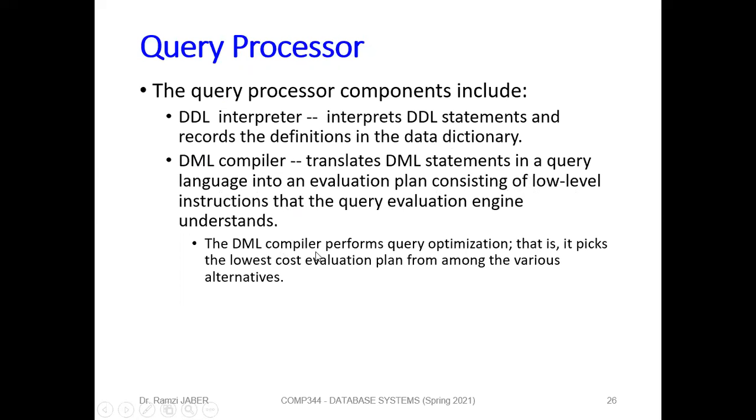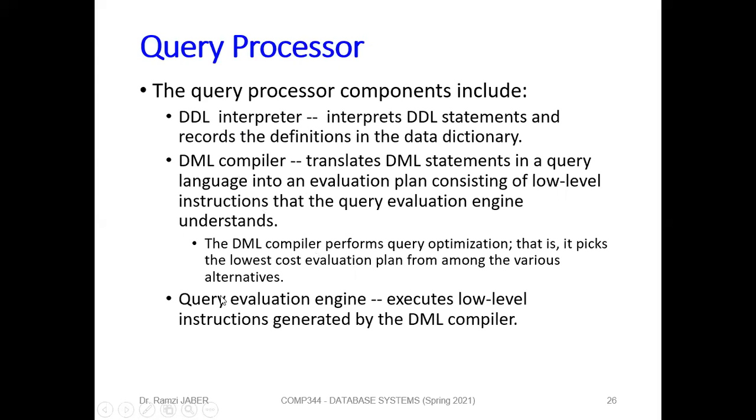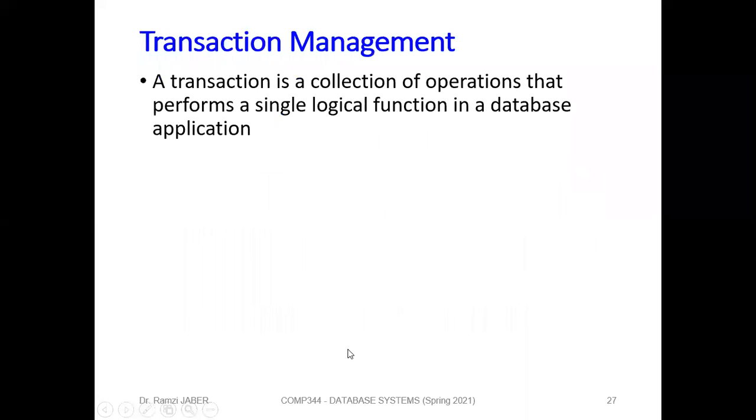The DML compiler performs query optimization. It picks the lowest-cost evaluation plan from among the various alternatives. This one is better than that one. Here the DML compiler will do the optimization. If you write something wrong in a DDL statement, you have a big problem, but here we have optimization. The query evaluation engine executes low-level instructions generated by the DML compiler. It's a repetition. Now, the last thing, transaction management.